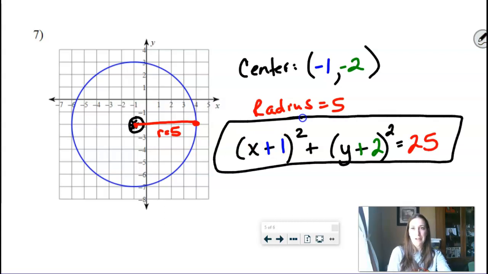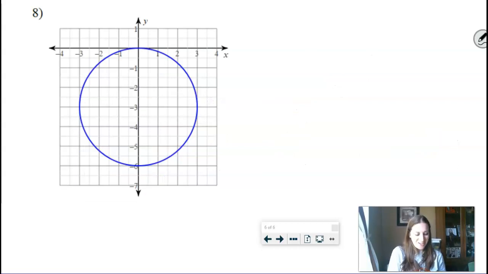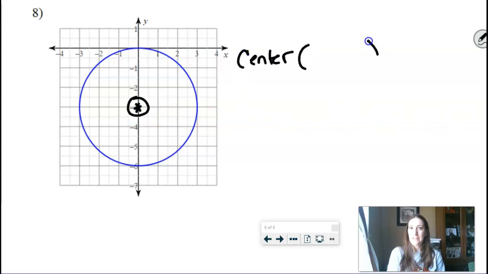Bet it's another graphing one. All right, here we go. The center is located at, let's see, this guy right here. Now careful, that ordered pair is 0, -3.